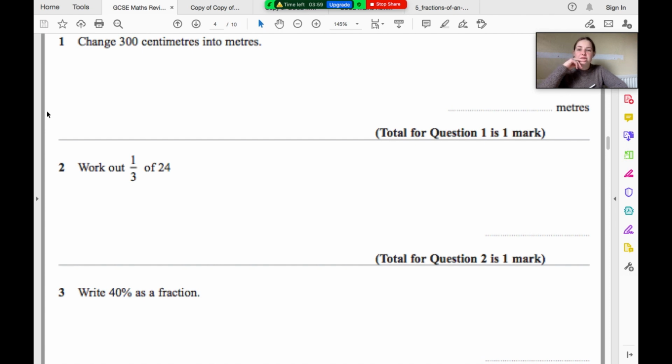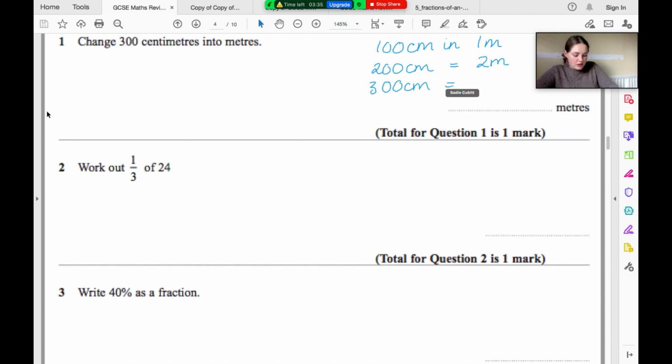All right, change 300 centimetres into metres. We need to know that there are 100 centimetres in 1 metre, and you've got 300 centimetres. Okay, so that makes sense, doesn't it? 100 centimetres is a metre, so 200 centimetres must be 2 metres. So 300 centimetres must be 3 metres. So that's our answer, 3 metres. Sorry, we could have just put 3 because the metres is already there. Okay?